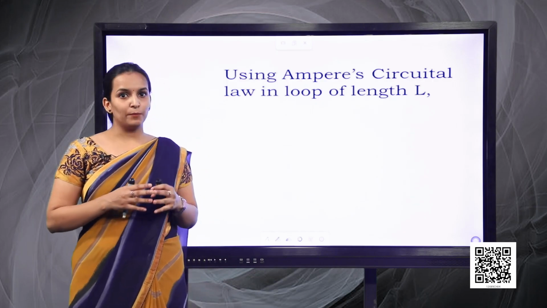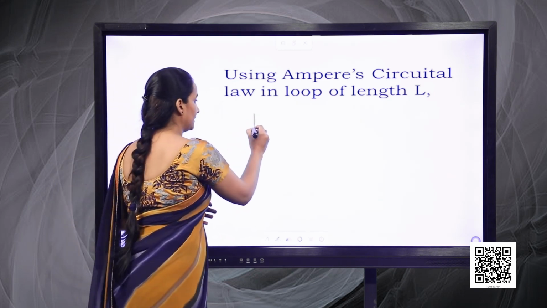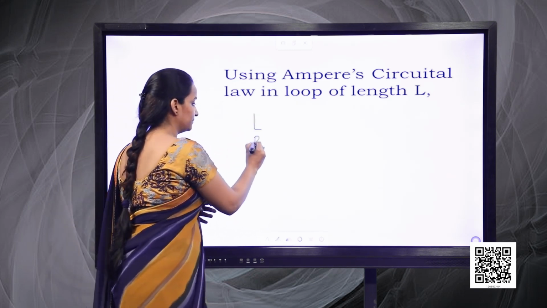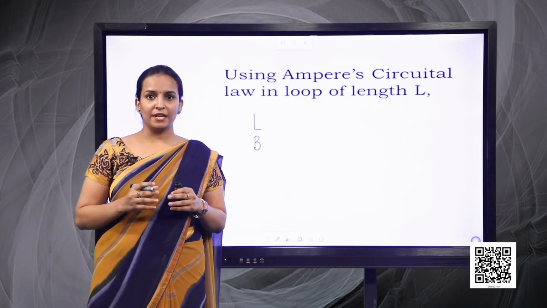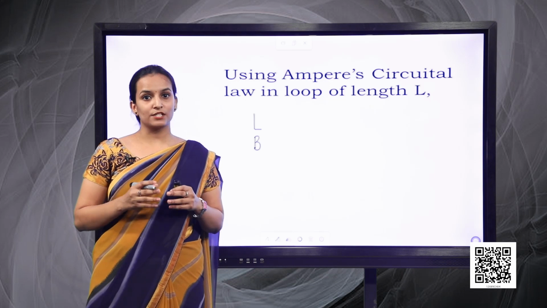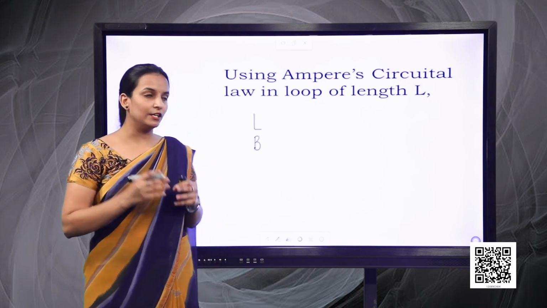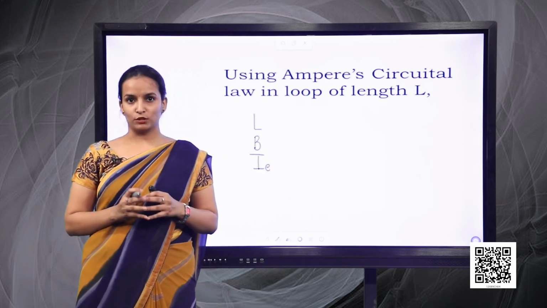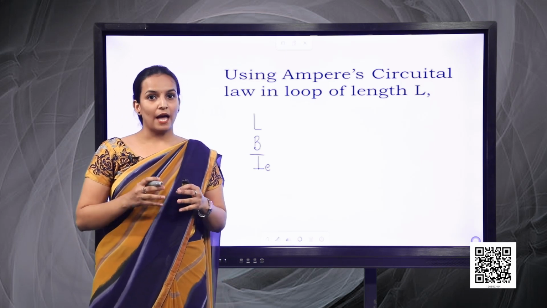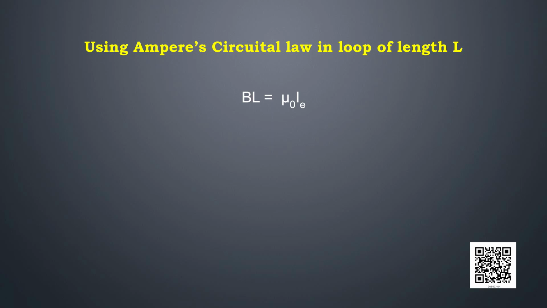Consider L to be the length of the loop for which B is tangential. Length L and B is tangential. Then what will be the angle between B and L? Well, yes, it is 0 because both are tangential. IE is the current enclosed by the loop. Then on using Ampere-Circuital law, we get BL equals mu naught IE.